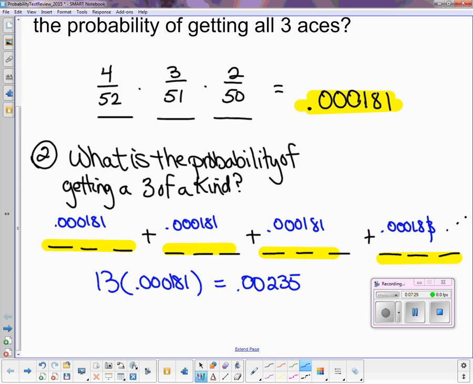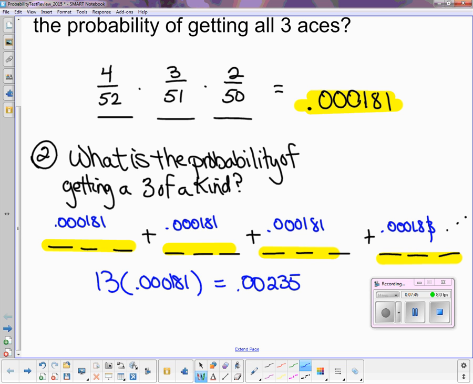When I'm multiplying them, when I have the slot diagram, right? And I'm multiplying them 13 times. I have 13 cards and I'm replacing that. It's with replacement. The probability is all the same. That's when I raise it to the 13th power. Excellent. That's going to come up later today.